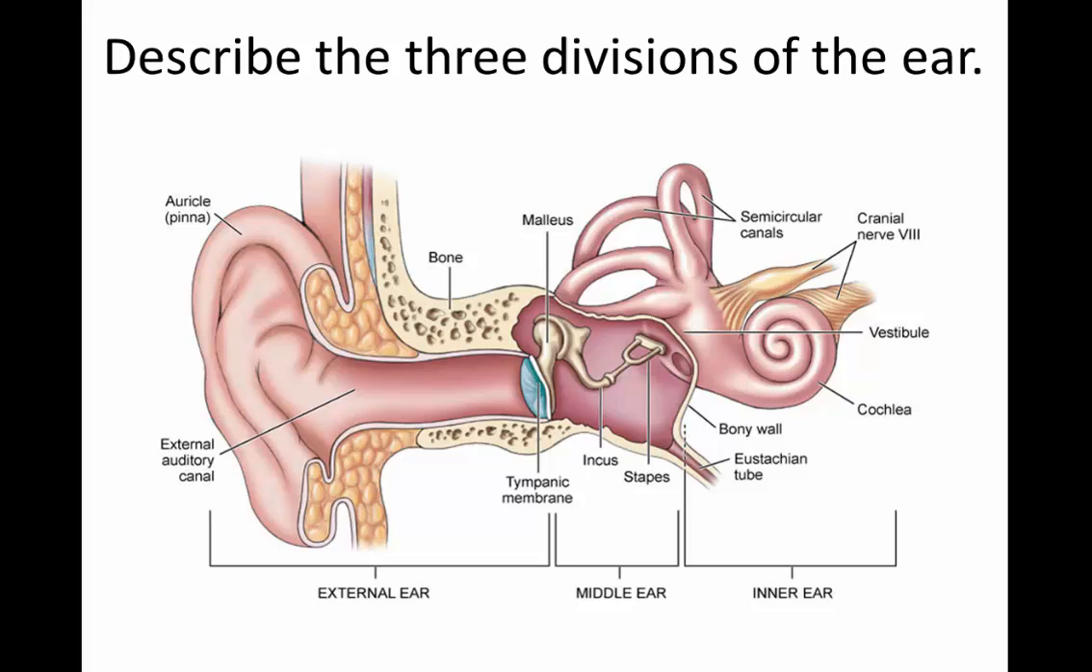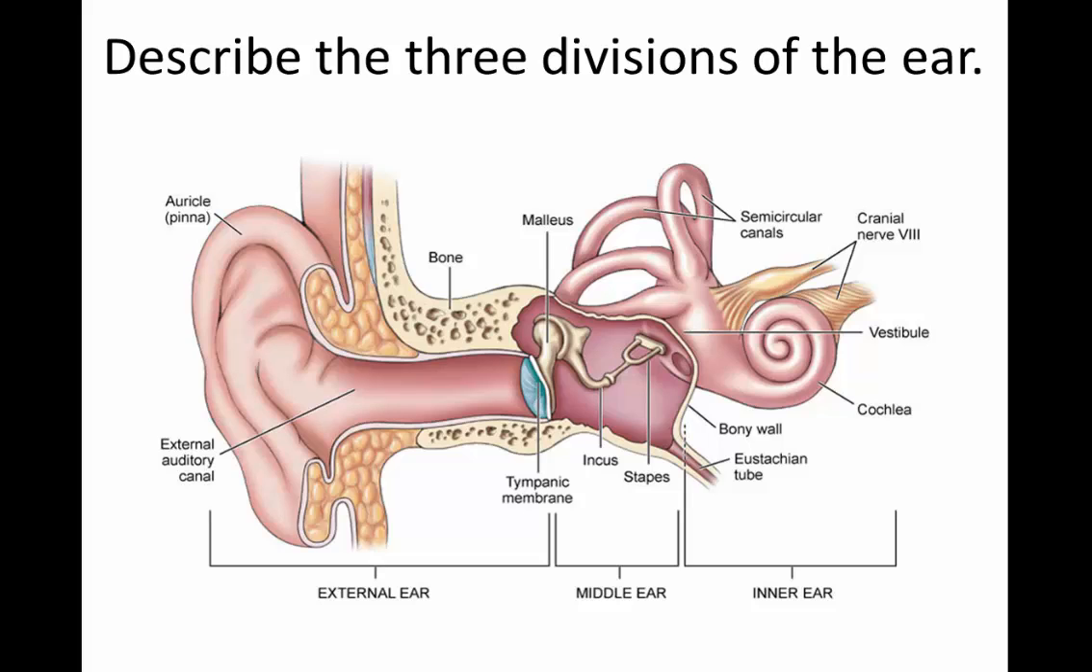Finally, we have the cranial nerve number 8. This is the vestibulocochlear nerve, because the vestibular nerve is coming off of the vestibule, and the cochlear nerve is coming off of the cochlea, and then they connect together to form the vestibulocochlear nerve, cranial nerve number 8.